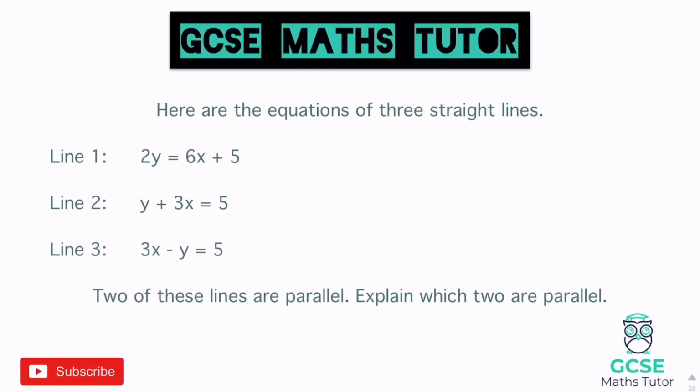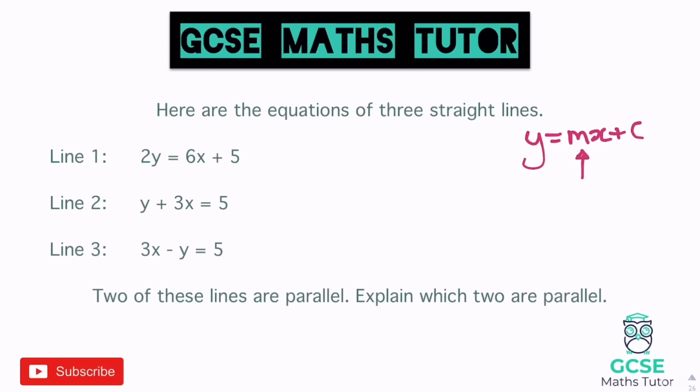And the last question on these, it says here are the equations of 3 straight lines. 2 of them are parallel, and explain which 2 are parallel. So in order for a line to be parallel, it's going in exactly the same direction, and therefore it has exactly the same gradient. So in terms of the equation of a line, which we always want in this form, y equals mx plus c, we want to see this number being exactly the same.